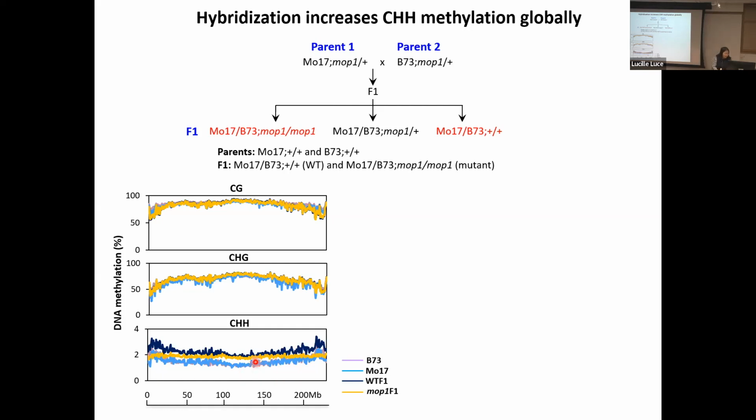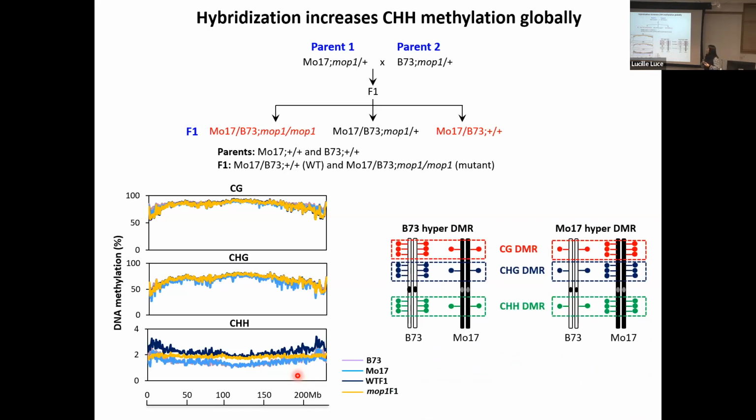And this is the MOP1 hybrid. We can see that in this MOP1 hybrid, the CHH methylation level is still higher than the two parents. So this data suggests that although we know this mutant can remove methylation, the effect is not as strong as the hybridization. Hybridization even triggers more methylation than the mutant removes. So this is a genome-wide analysis.